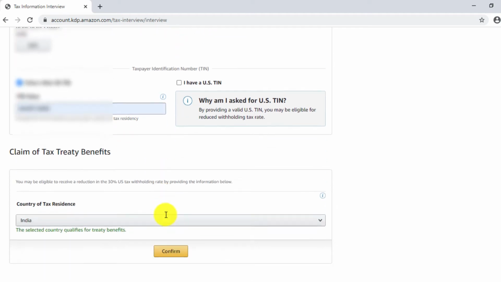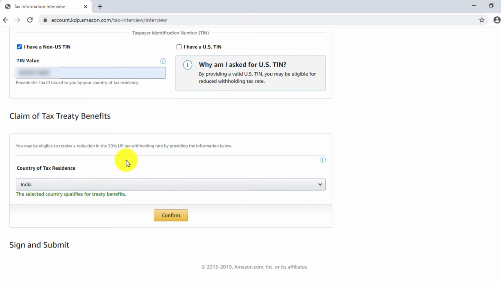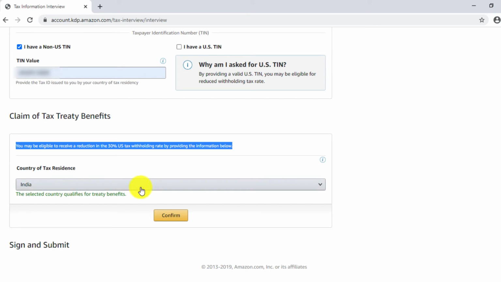Then it asks for the treaty benefit information, claim of tax treaty benefits. It says you may be eligible to receive a reduction in the 30% US tax withholding rate by providing the information below. Generally, if I don't provide this information, then a 30% withholding tax rate is applicable on my payment. But if I provide Form W8-BEN and I am an Indian citizen, then I am eligible for a lower withholding tax rate. So here, country of tax residence is India. I would click on confirm.